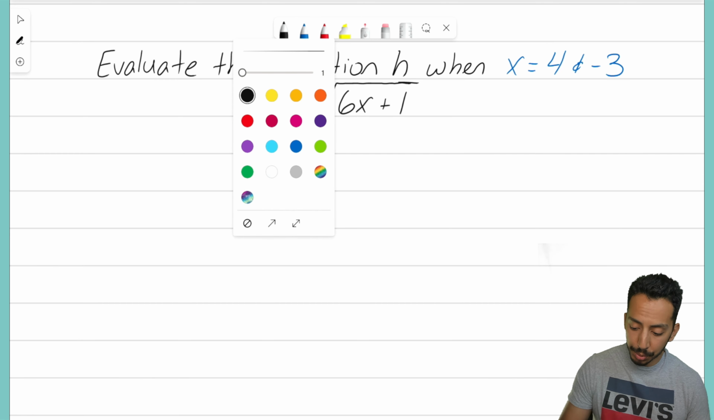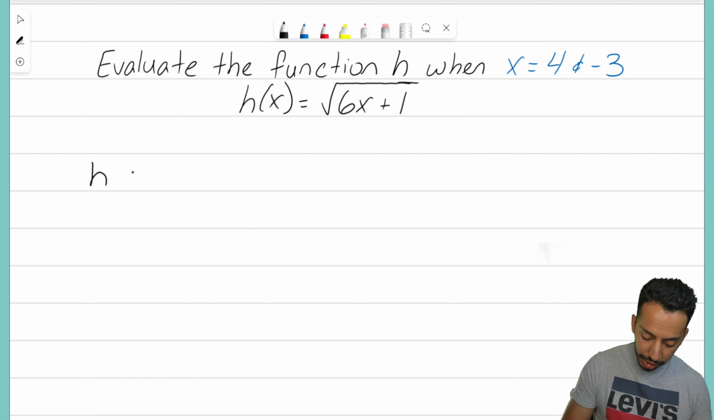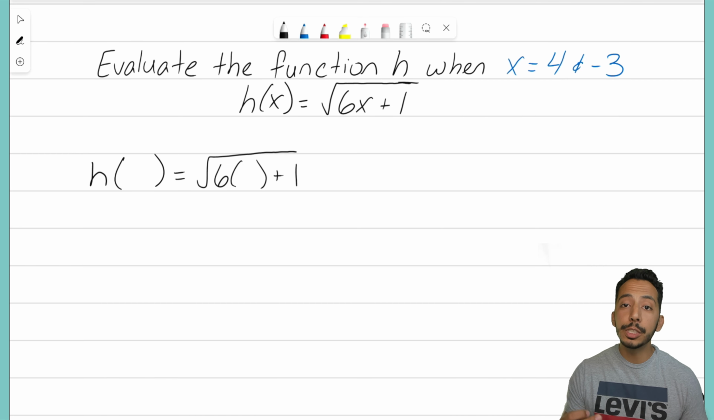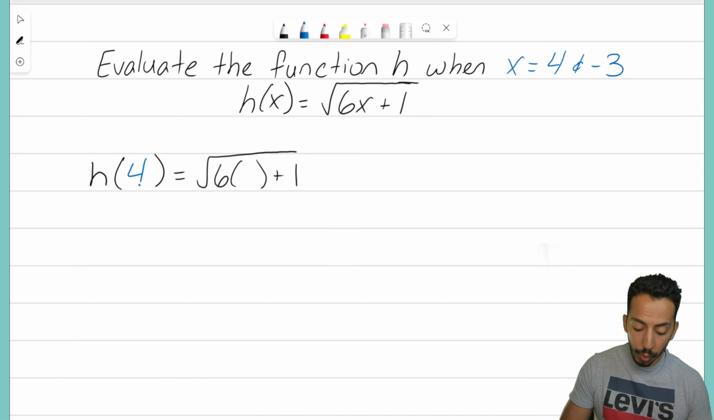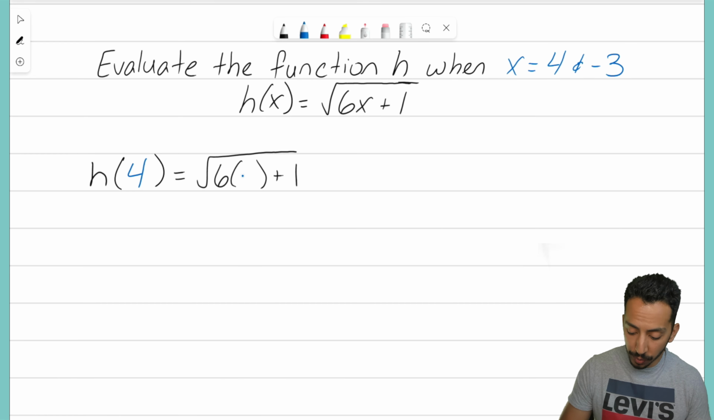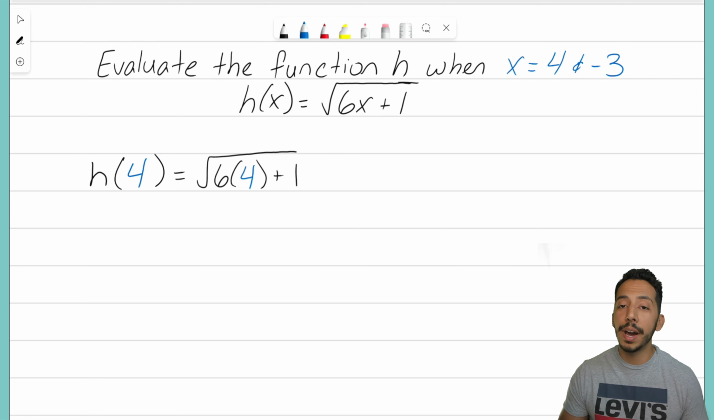Let's use our first input as positive 4. So everywhere I have an x, instead of writing that x value, I'm going to just write some parentheses for the moment because I'm changing our x variable. I'm saying now that x equals positive 4. So I want to know, what is h of 4? That's how we read that left side there. H of 4. My input is 4. What is that function going to spit out as its output? So everywhere I see an x, I now have a positive 4.